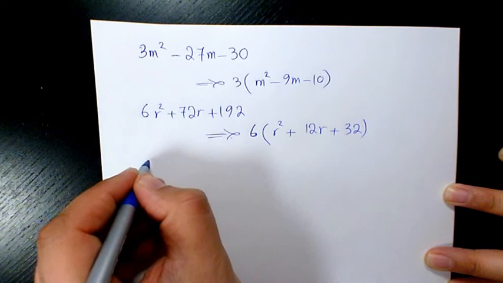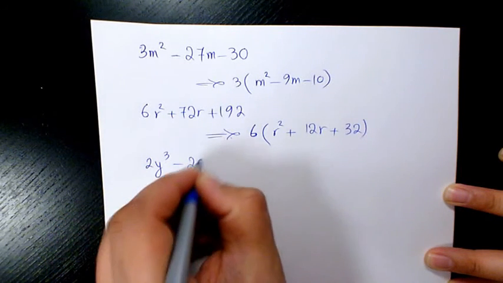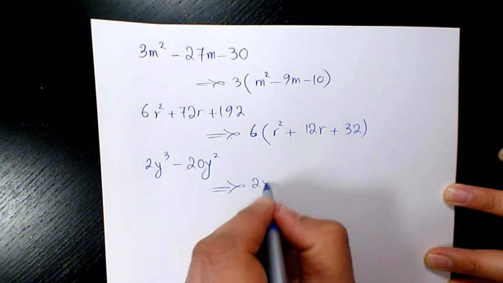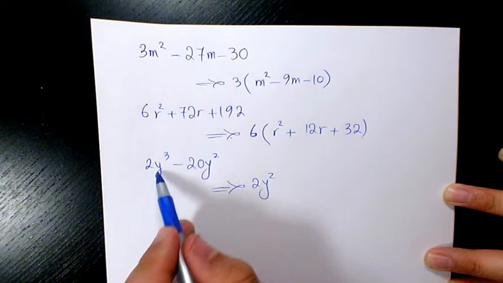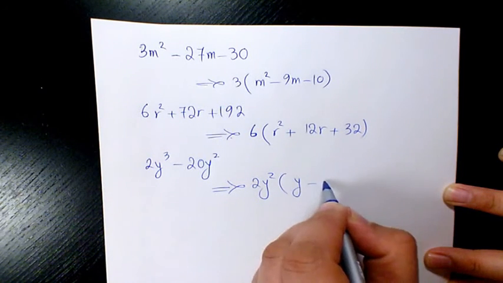Next one is 2y cubed minus 20y squared. So you can factor 2y squared because the GCF for 2 and 20 is 2. y cubed and y squared gives y squared. So it's going to be y minus 10.